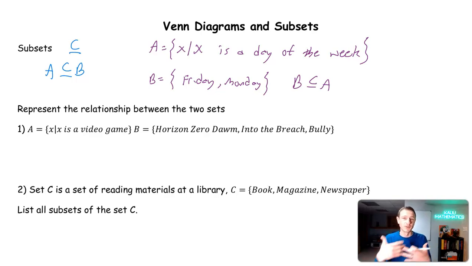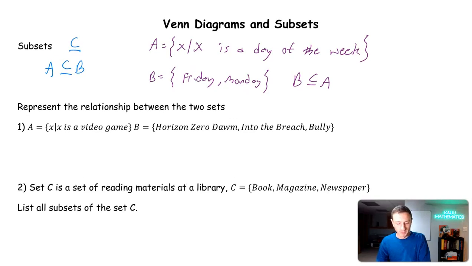So you can't say the days of the week are in Friday and Monday. Friday and Monday are just days of the week. So letter number one, the set A is X such that X is a video game. B is a set of Horizon Zero Dawn, Into the Breach, and Bully, like 3 of my favorite games. That means that B would be a subset of A.